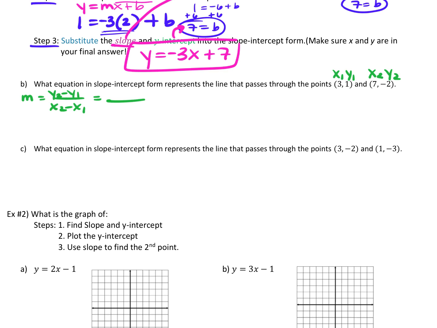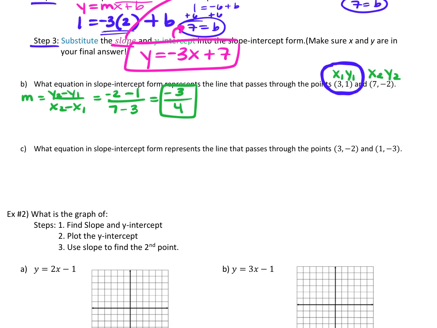What goes on top? Negative 2 minus 1. On bottom? 7 minus 3. So this is negative 3 over 4. Okay, that's your m. Do you remember what you have to do next? y equals mx plus b. Which point do you want to work with? I would do this one.